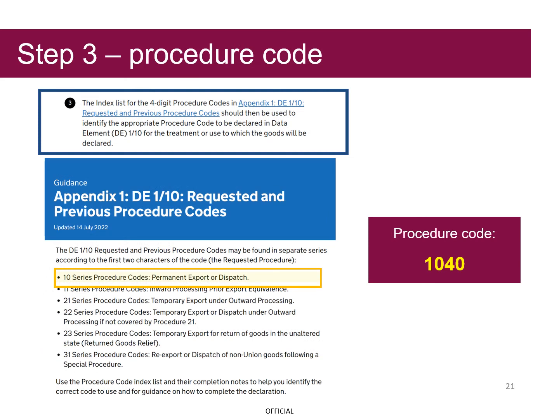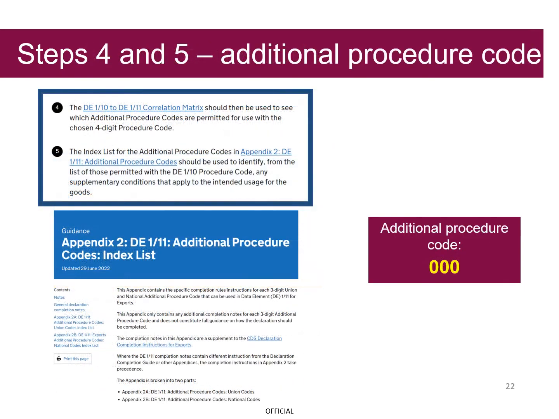Step 3 was to identify the procedure code. This is the first time he has used Appendix 1. He will continue to use this throughout the declaration. In steps 4 and 5, Grayson used Appendix 1 and the data element 110 to data element 111 correlation matrix to identify the permitted additional procedure codes. He used Appendix 2 to determine which additional procedure code was relevant to his declaration scenario.